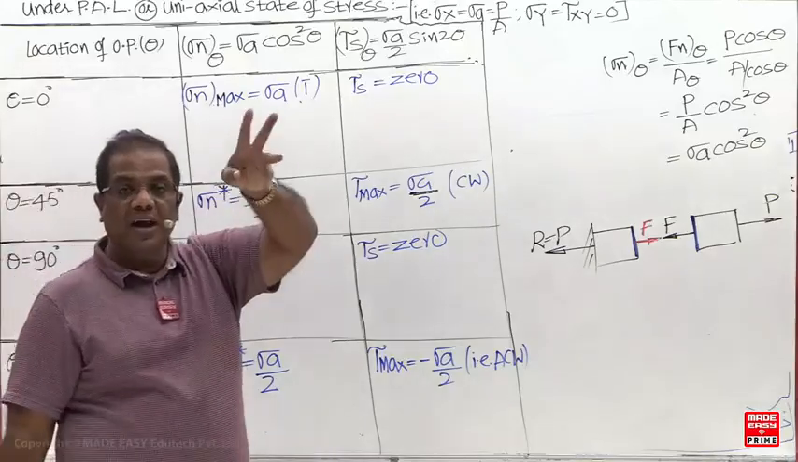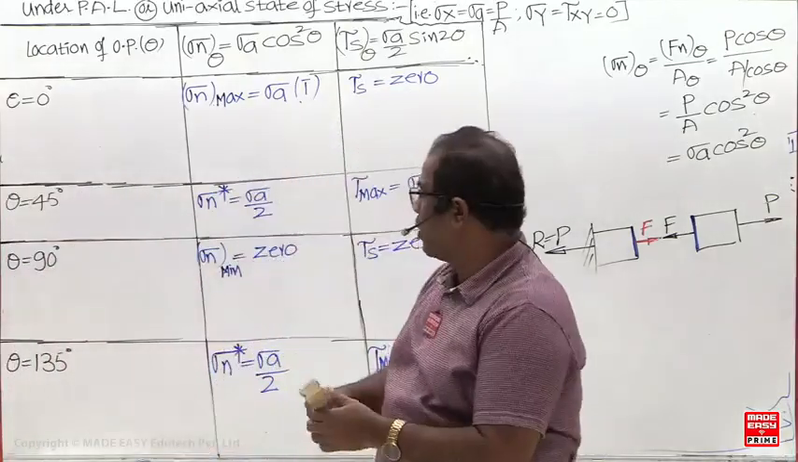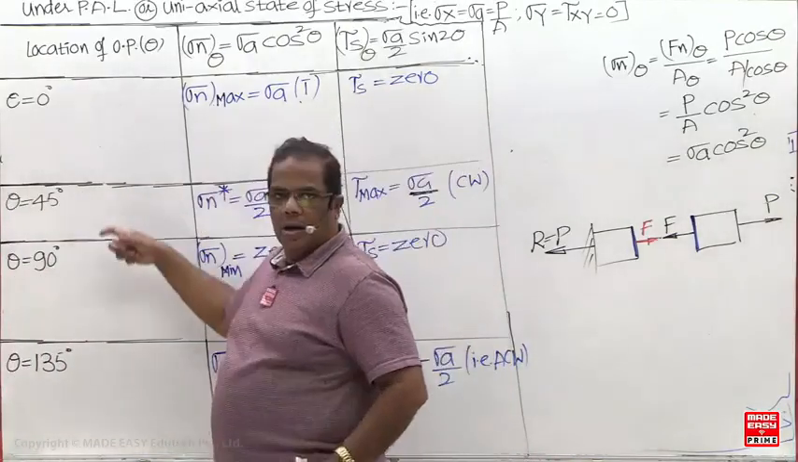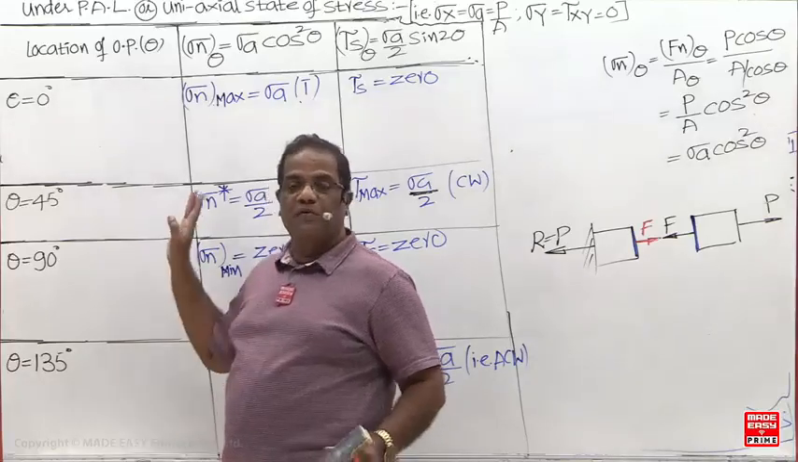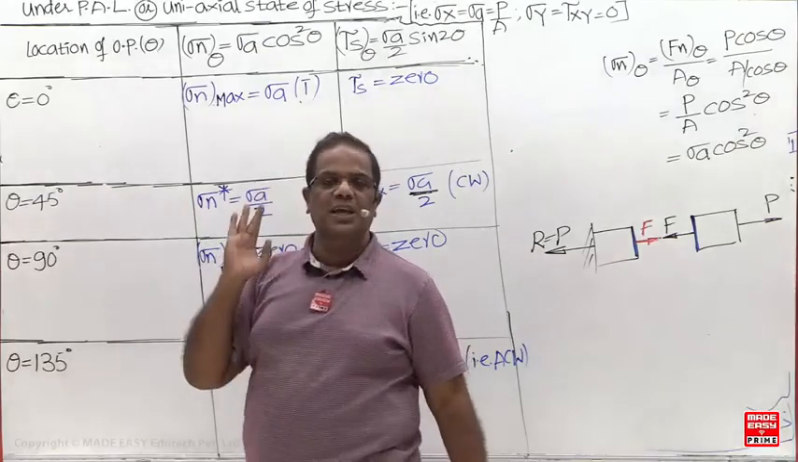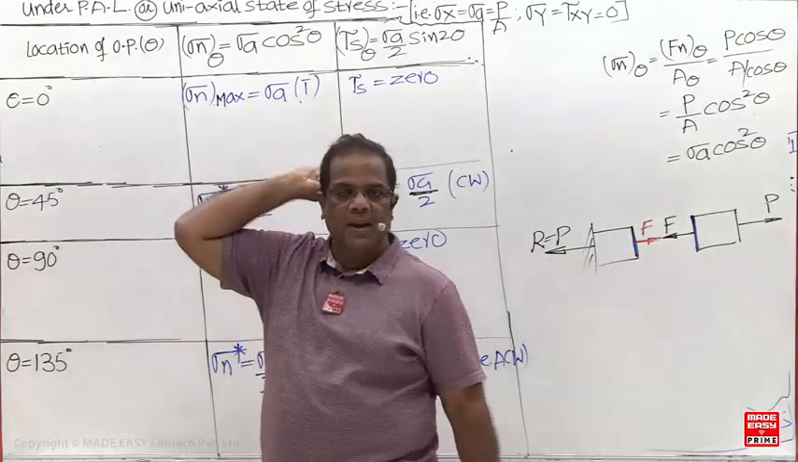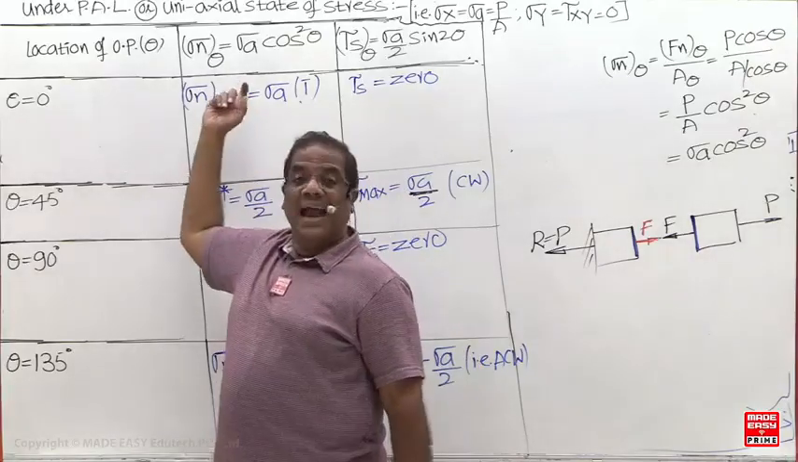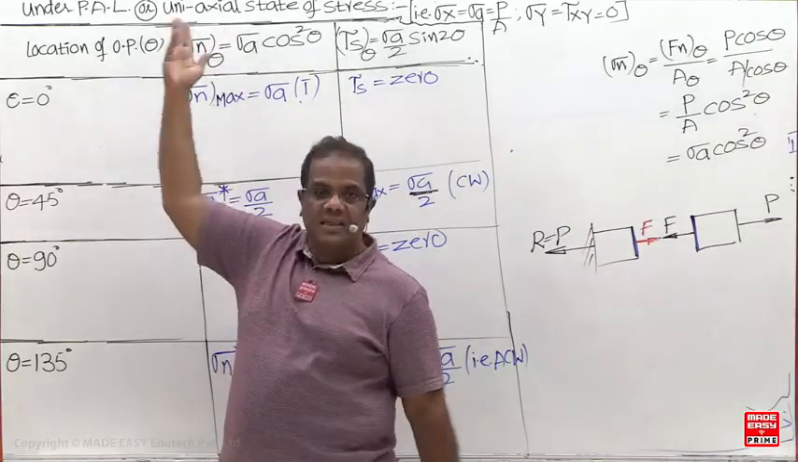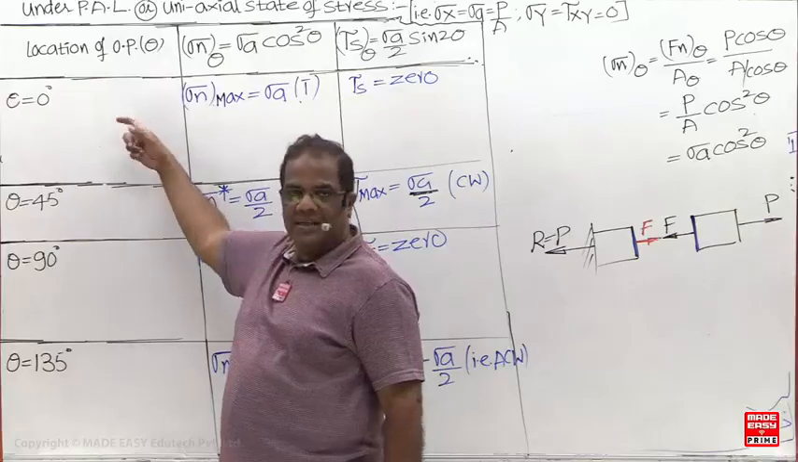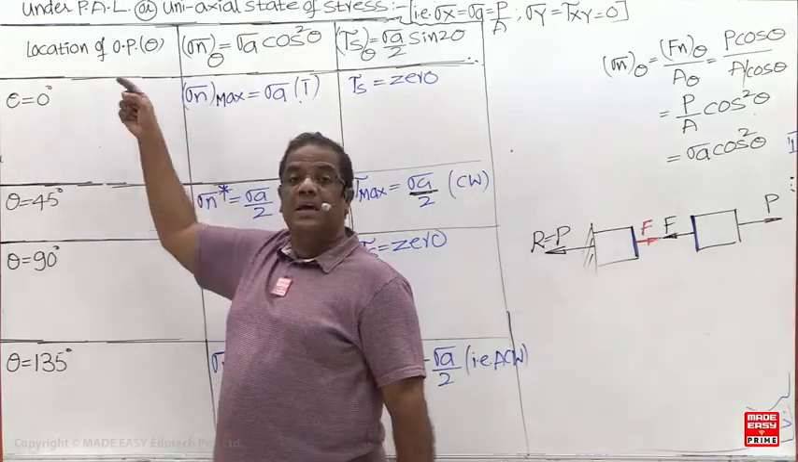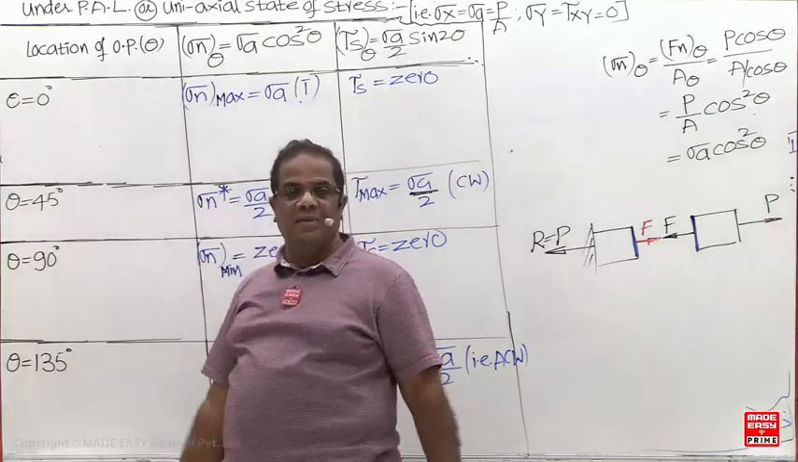What is the conclusion? Out of these four planes, if I know the location of one plane, you can get all the remaining planes. Suppose, when you are going for a biaxial state of stress, this is 30 degrees. If this plane is the major principal plane at 30, can you give the remaining values now?